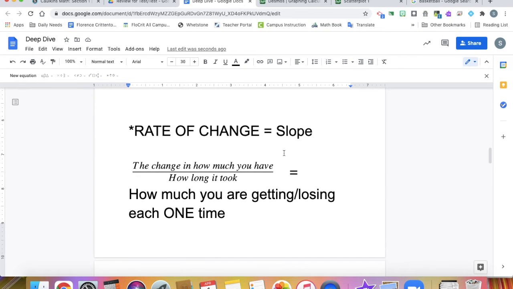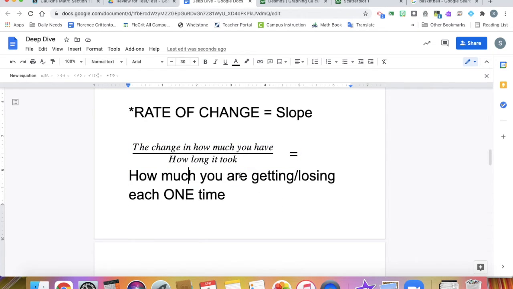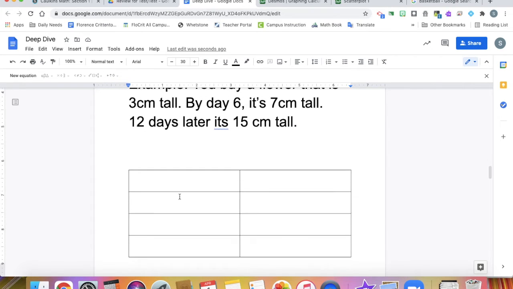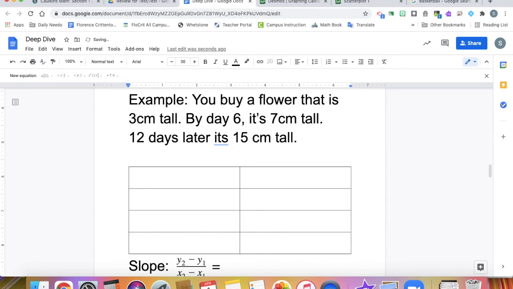Remember, what slope means is the change in how much you have divided by how long you took to get that. And that's going to tell you then how much you're getting or losing each one time. So an example of this might look like this. You buy a flower that's 3 centimeters tall. By day 6, it's 7 centimeters tall. And 12 days later, it's 15 centimeters tall.